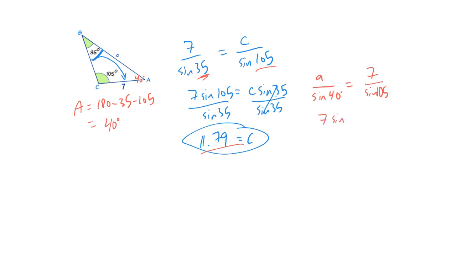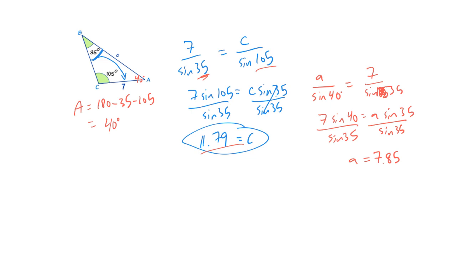So again, we get 7 sine of 40 equals A. Oh, I just set this up wrong. I must mess this up. 7 is across from the 35, excuse me. So A times sine 35. Again, we're going to divide by sine 35. And when we do, I get 7.85, which fits our prediction there, which is nice.